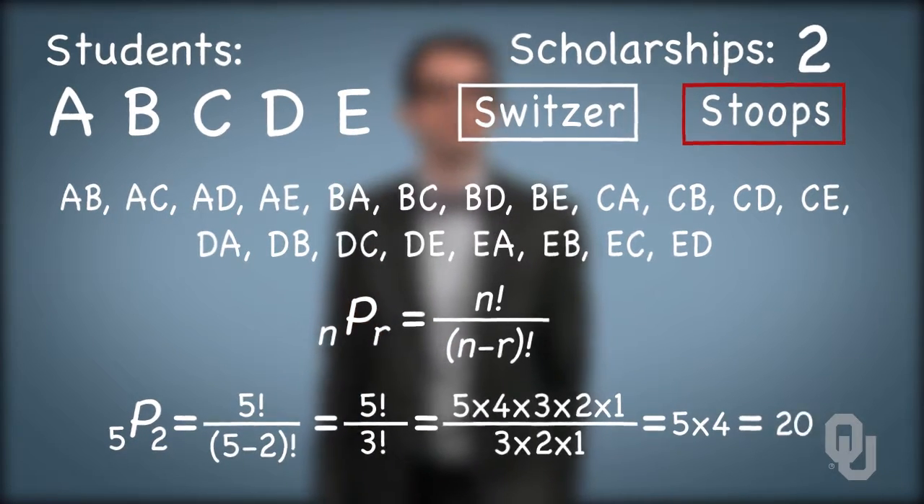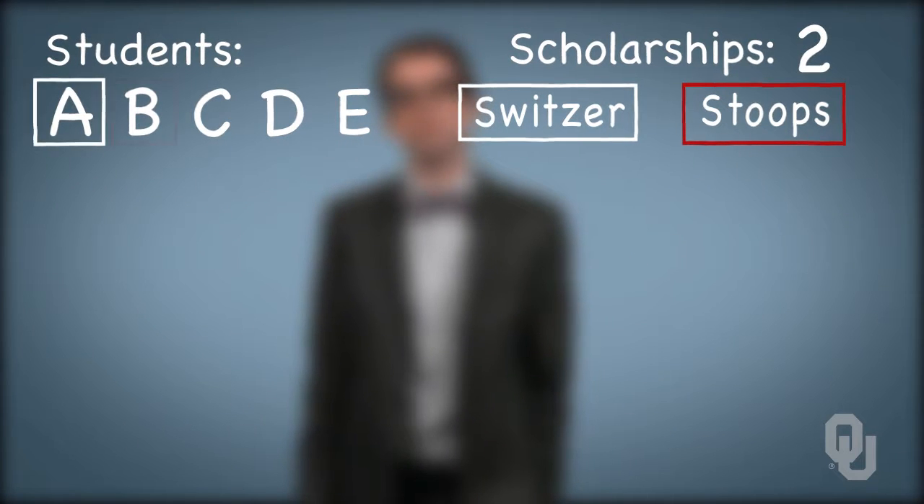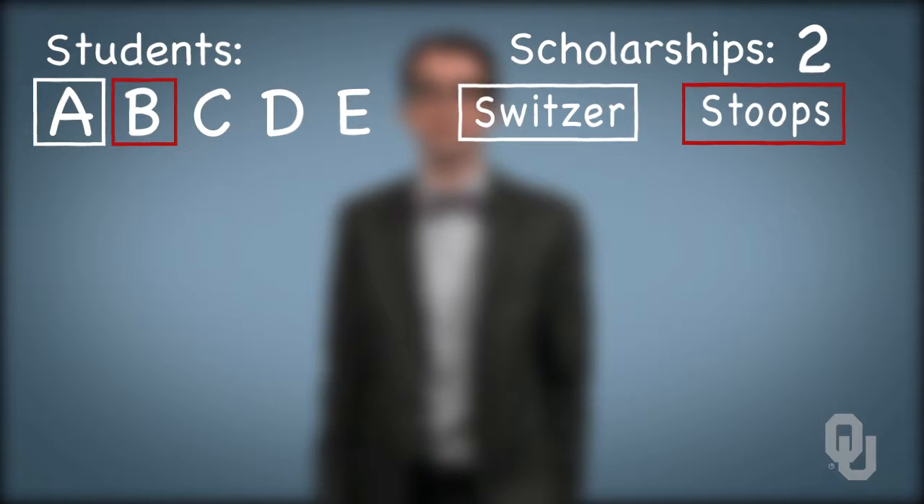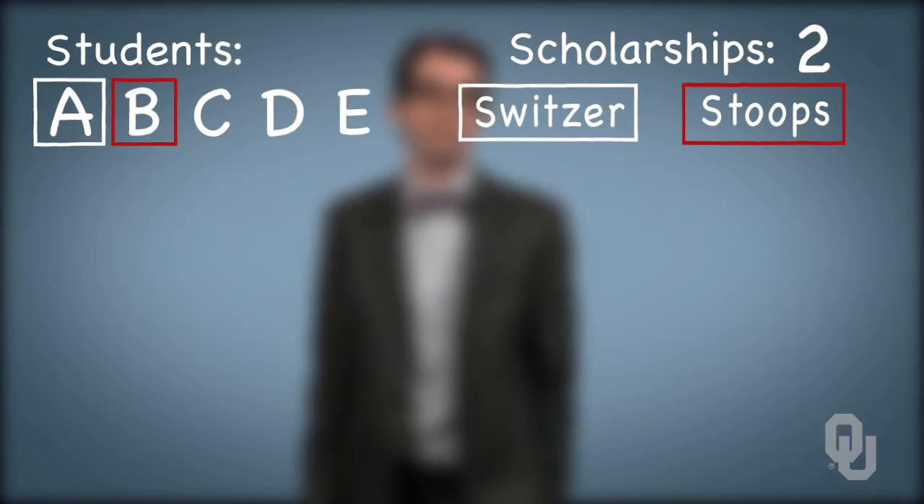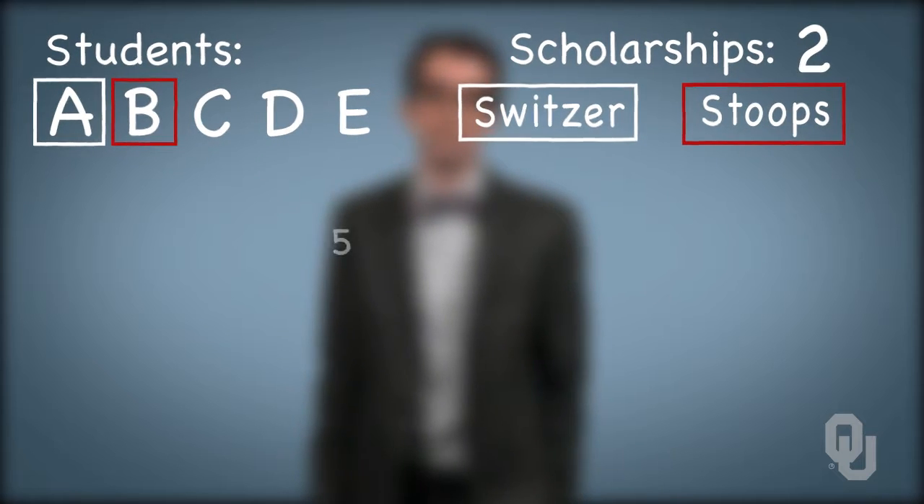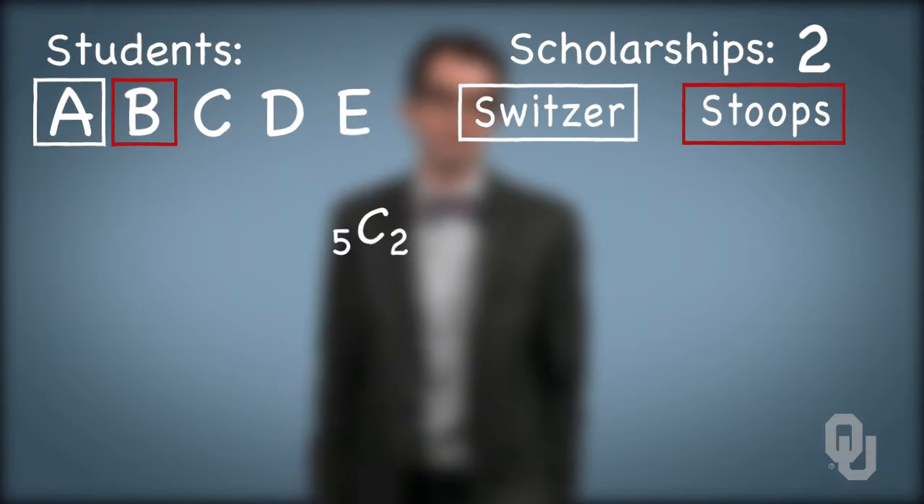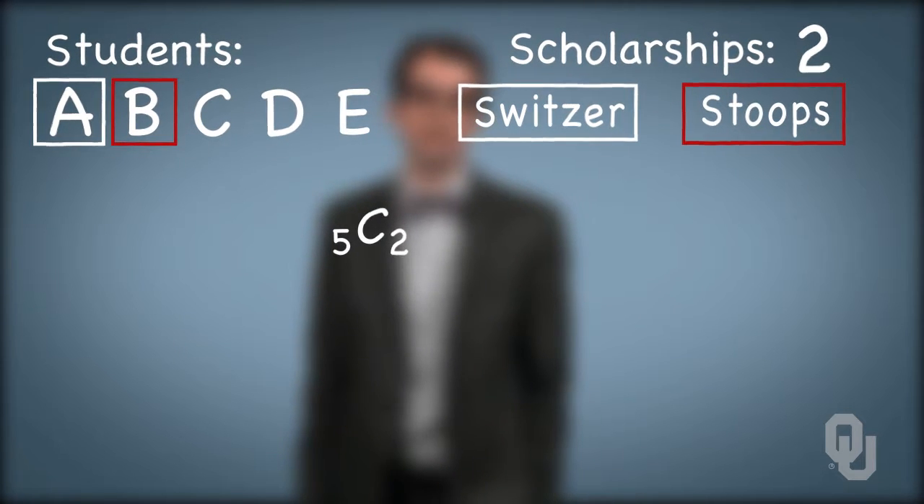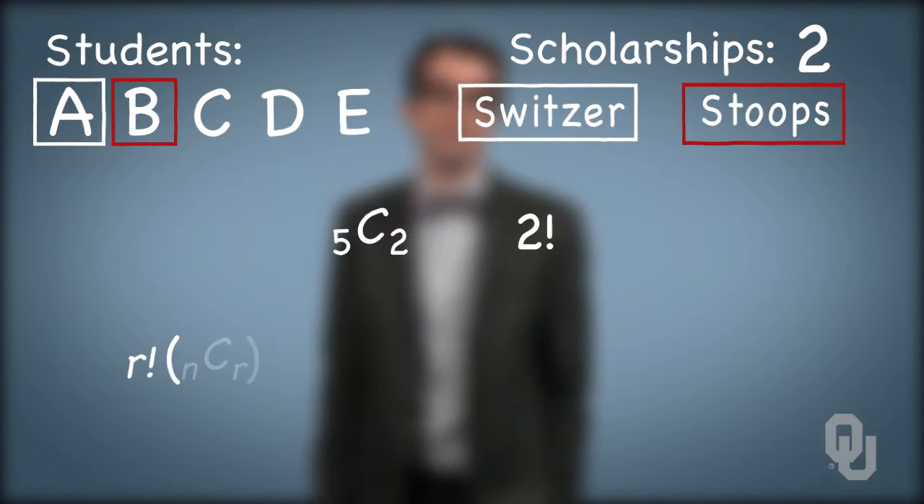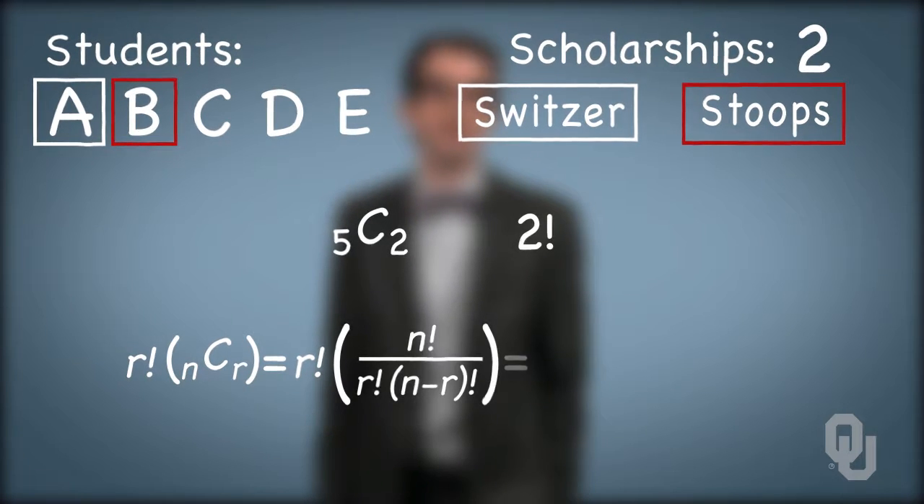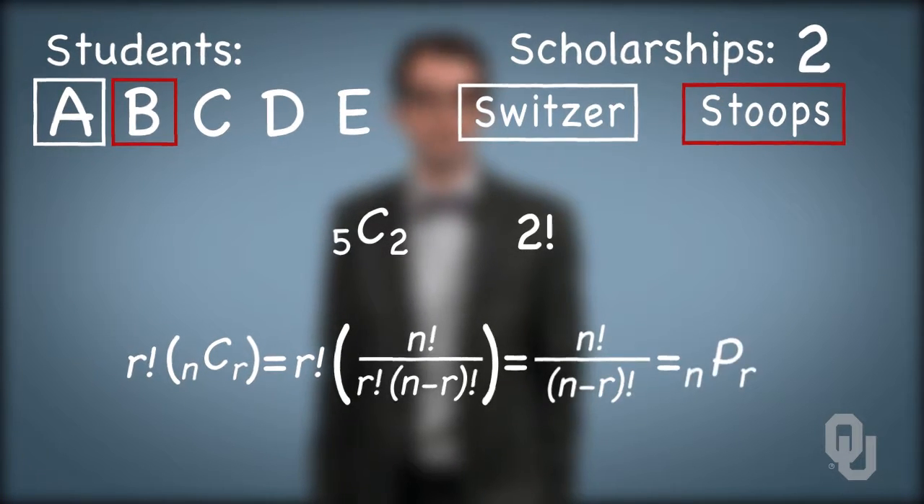Another way to think about this problem is to first select 2 recipients out of the 5 students and then order them. How many ways are there to generally choose 2 out of 5? With a combination, 5 choose 2. Once we have our 2 recipients, how many ways are there to assign the scholarships? We have 2 options for the first scholarship and then 1 remaining option for the second, or 2 factorial. That is, we can calculate the combination and then multiply it by r factorial.